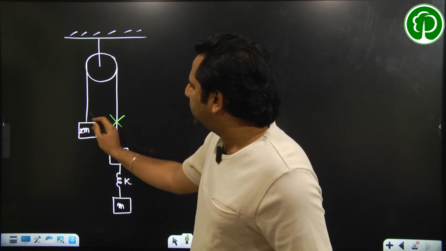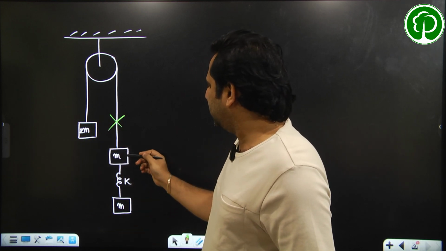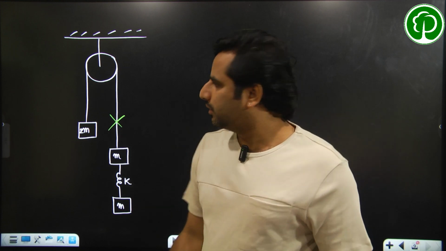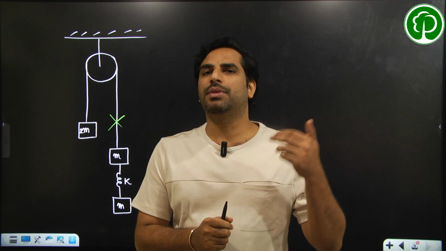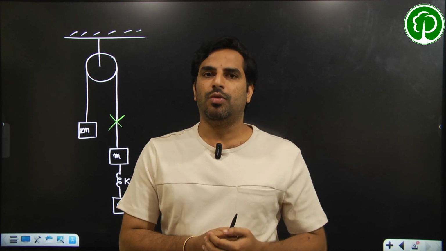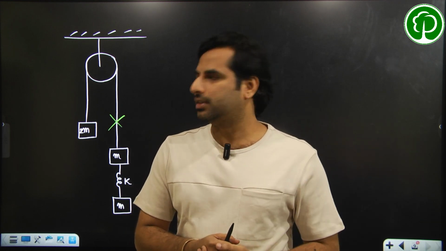So on the left side the total mass is 2m, on the right side is m plus m, it is 2m. So the system is in equilibrium, that is the first condition. The system should be in equilibrium. Now I am cutting a part of the system. What is happening to the other parts of the system?